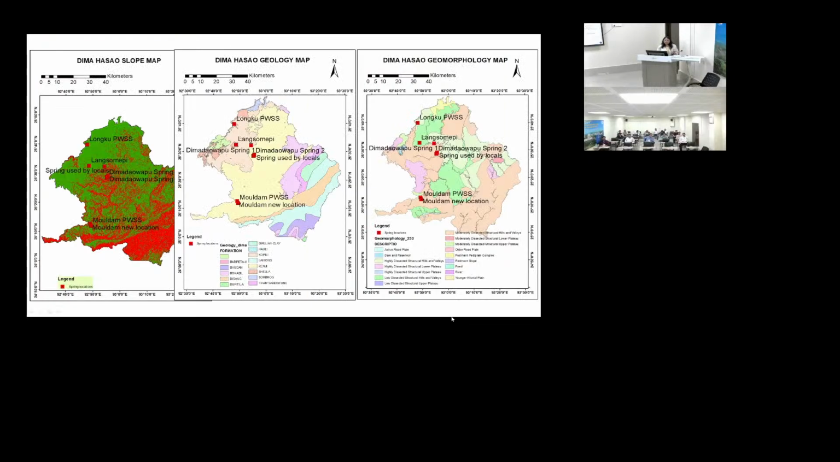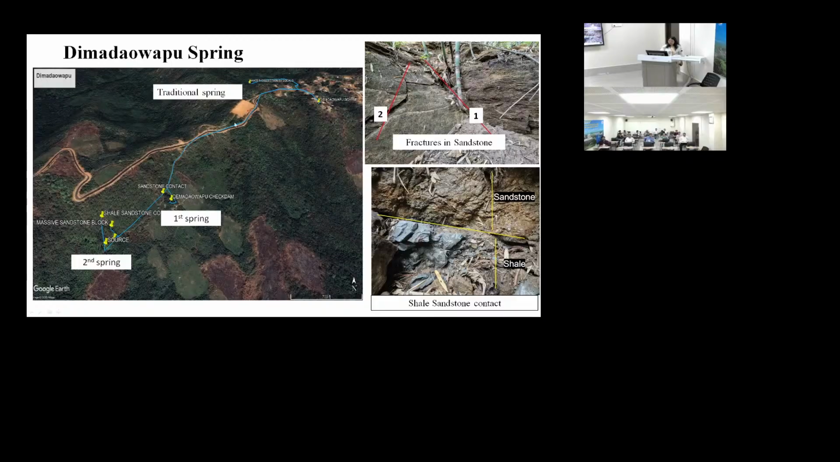Another example is from Dima Hasao. This was a project from JJM Assam. In this spring, which is called Dima Daupur spring, they have two springs here, one spring here and two springs here, but their source is the same. This is a contact type of spring where the underlying rock formation is shale and above is the sandstone. At the contact of this sandstone and shale, they are getting the spring.